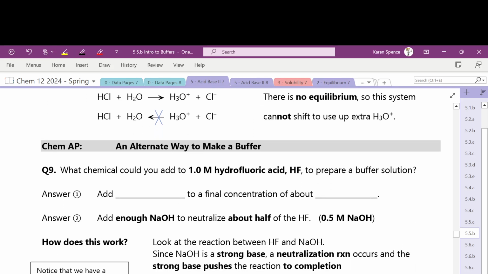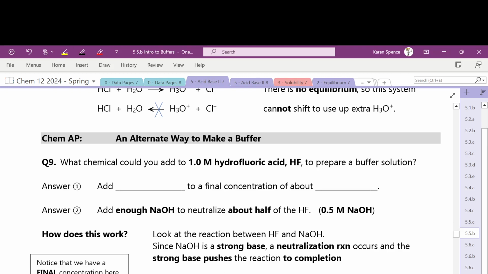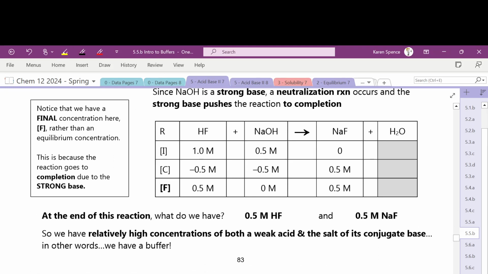Now, there is an alternate way to make a buffer, but I'm not going to teach it to you, because it's AP. If you would like to know about it, you can ask me about it later, or you can go through the answer key. The answer key has it all filled in for you, okay?